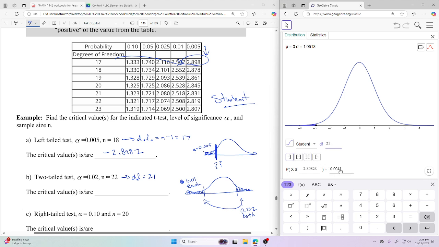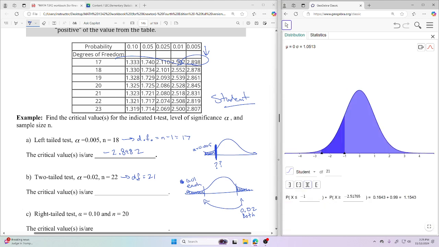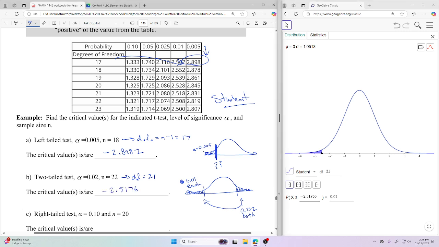21. And I am doing the one-sided thing because I know that GeoGebra doesn't let me do the two-sided thing. Again, if you went back over here and tried to do this kind of thing, you can't click on anything over there. So that's why I'm trying to stick to this. Negative 2.5176. Yeah, it's round to whatever they say.